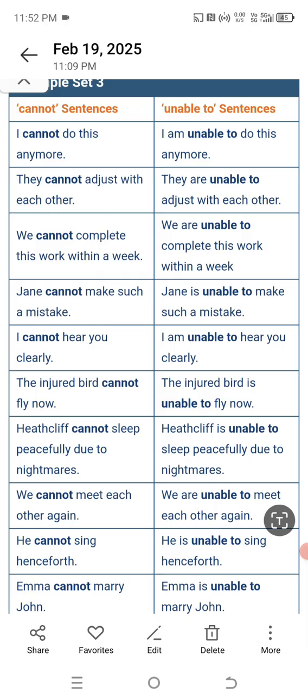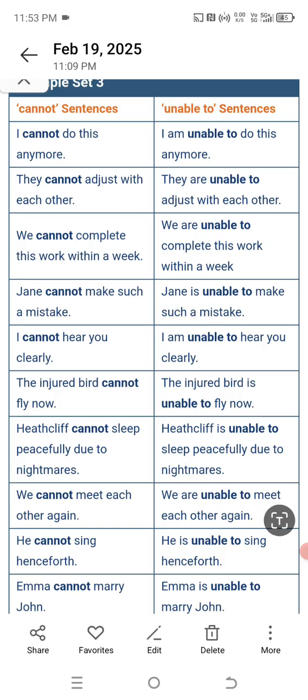They cannot adjust with each other. Here, they are unable to adjust with each other. This is the correct answer of the sentence. Jane cannot make such a mistake. Here Jane is the name of a person and she cannot make such mistakes. So here we are going to use unable to in this sentence: Jane is unable to make such a mistake.